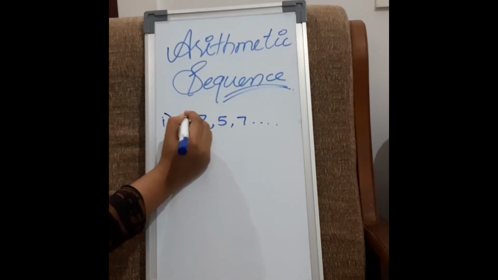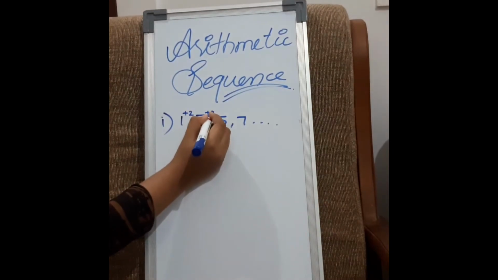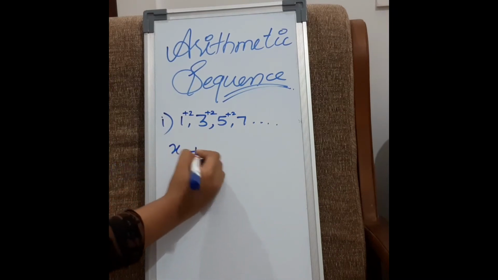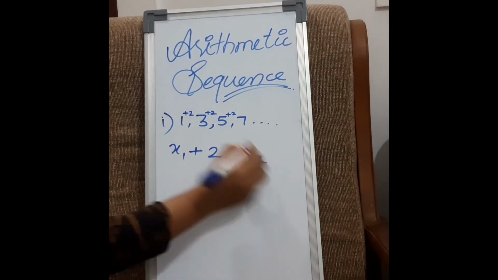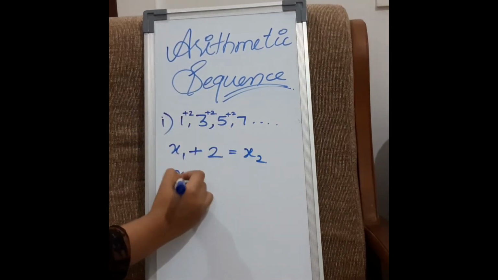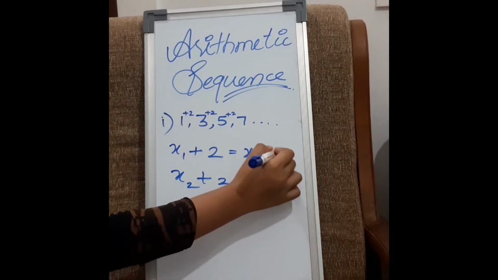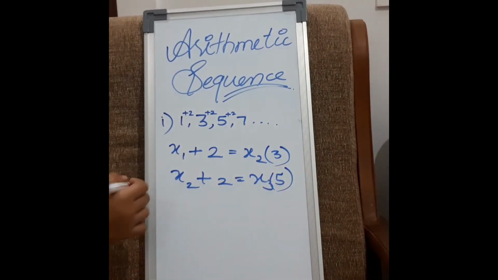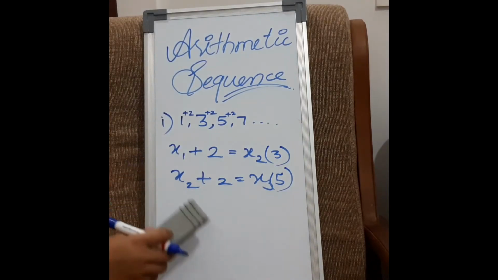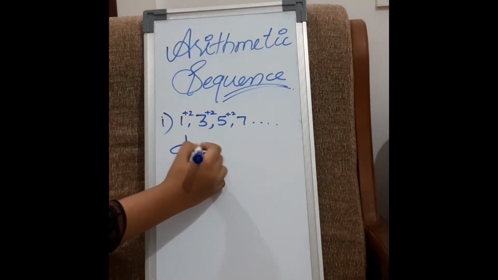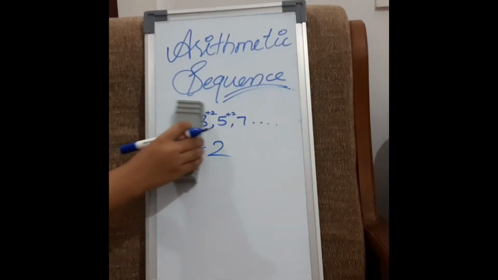The terms are continued by adding a fixed number. To x1, which is 1, 2 is added to get x2, which is 3. To x2, 2 is added to get x3, which is 5. So 2 is a fixed number added each time, and that is an arithmetic sequence. And what is the common difference? The common difference is the fixed number itself, here 2.